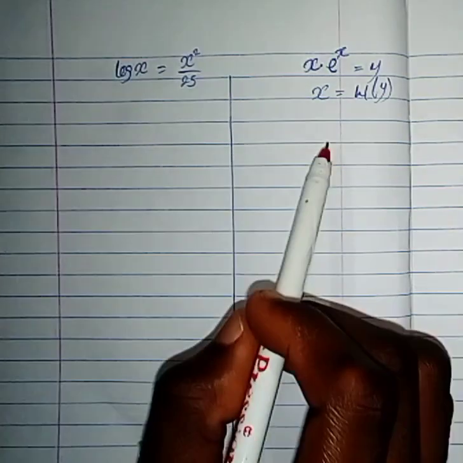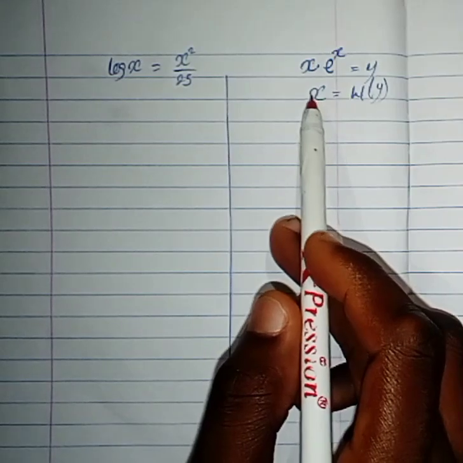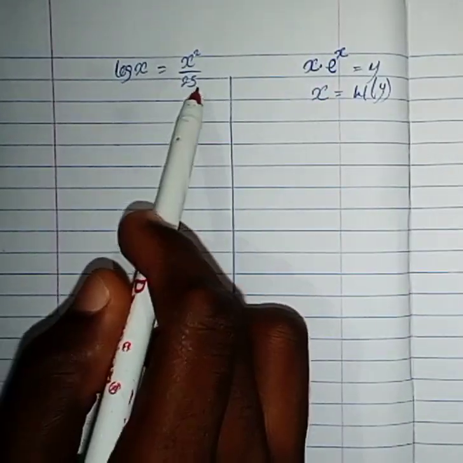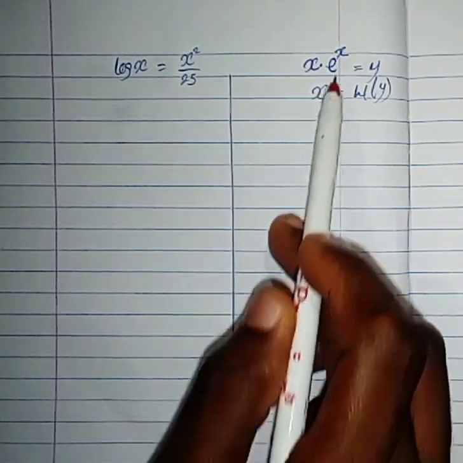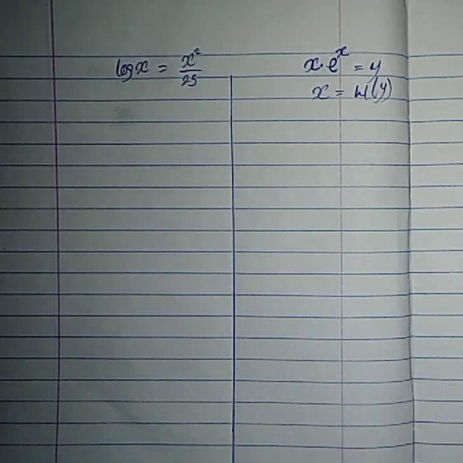So if the Lambert W stays just as this, then we should make our equation look like this. But that is not quite easy. But we can actually do that. So that is why we are here to do it together.